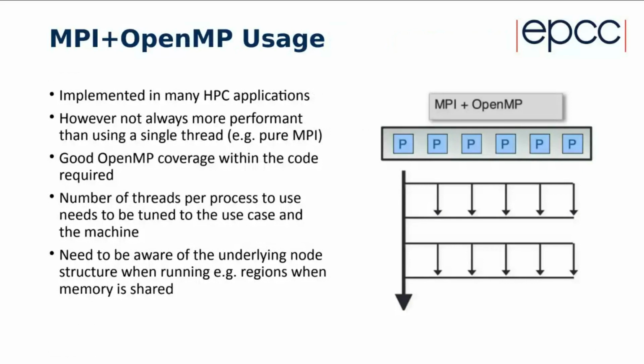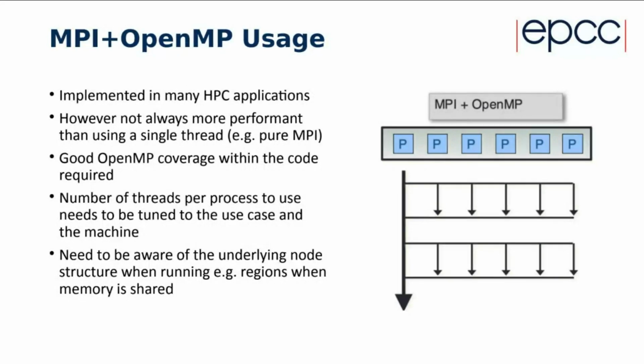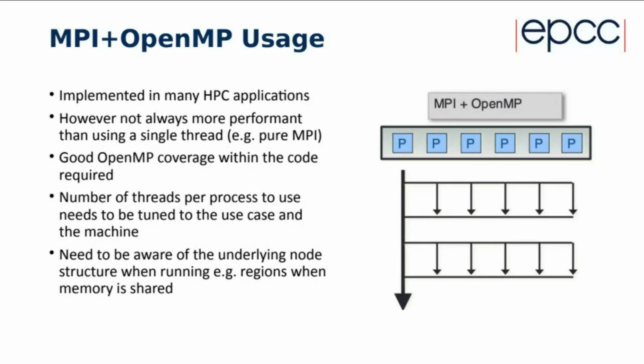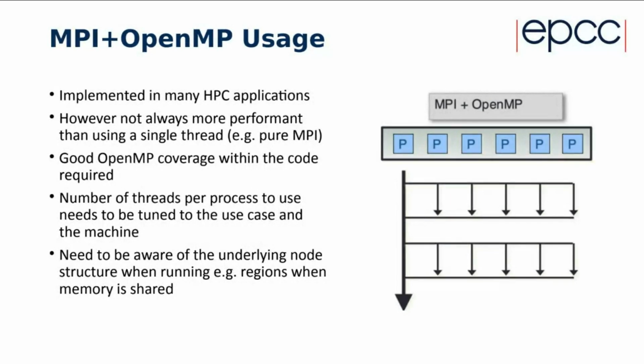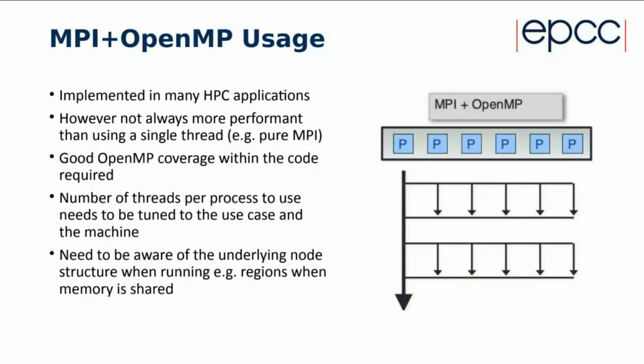So MPI plus OpenMP is typically implemented in quite a few HPC applications. However, it's maybe not always more performant than using a single thread, like pure MPI. So what you actually require is good OpenMP coverage within the code. Typically, what will happen is developers will take an MPI code and then sequentially add bits of OpenMP to it.